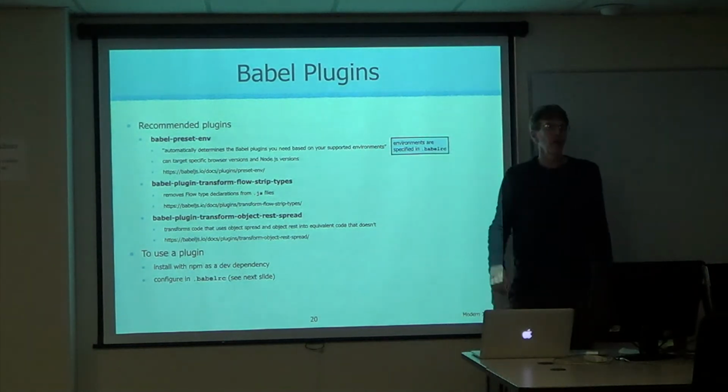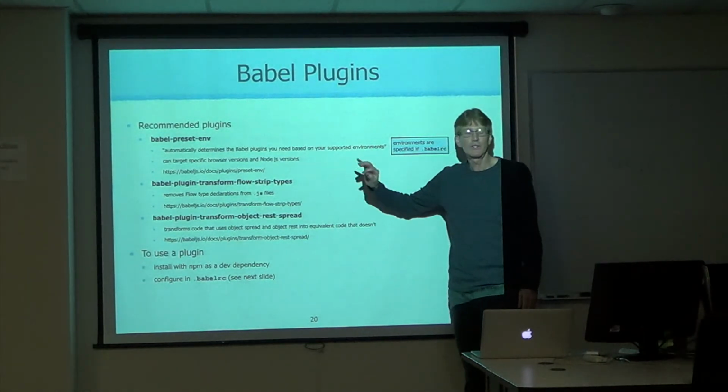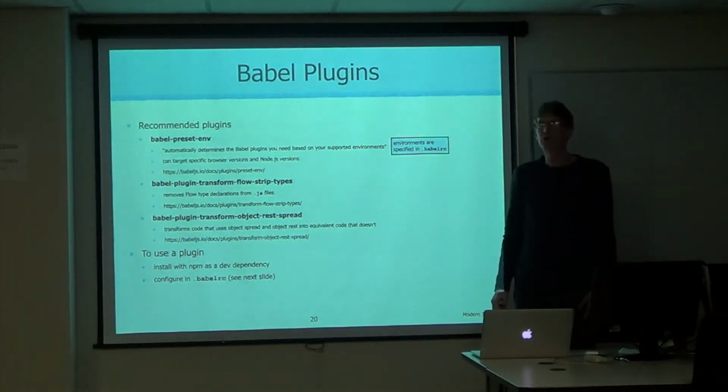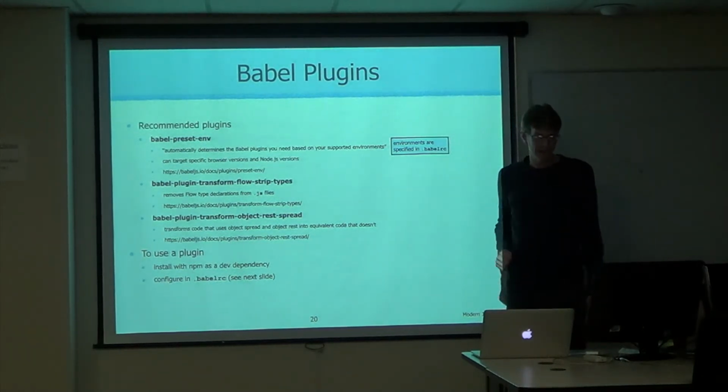If you are using Flow to add types to your JavaScript, then you're going to want this one, Flow strip types, because code that has Flow types in it isn't going to run anywhere. Something has to pull it out after you've done the type checking.